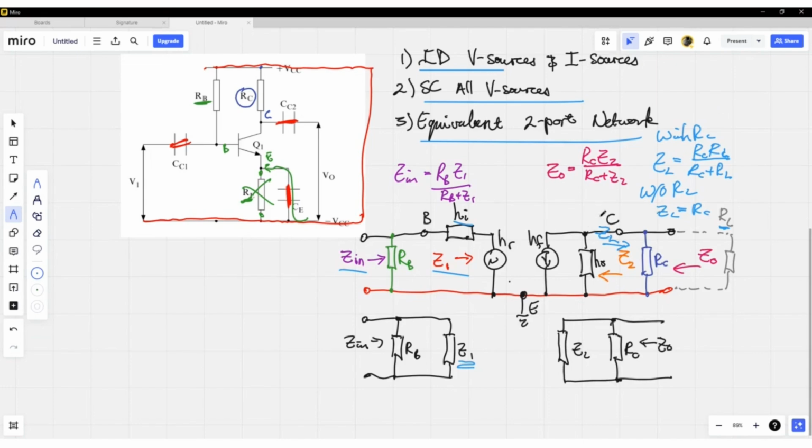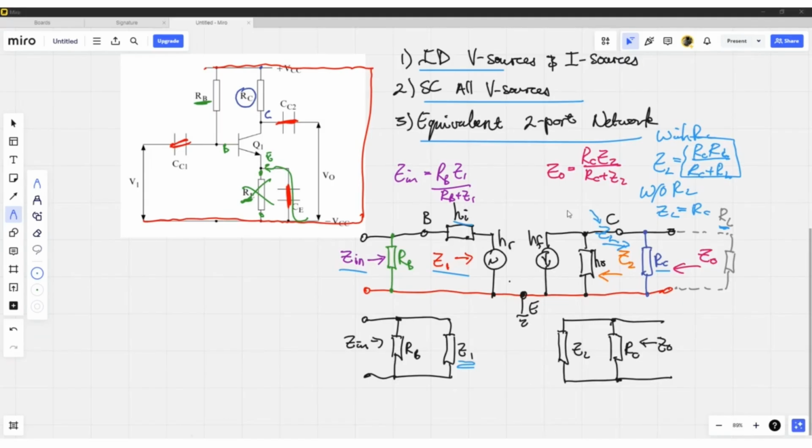Also what's important to keep in mind is the load impedance, ZL, that you will acquire looking at the impedance on the output terminals of your transistor, not your amplifier, looking towards the output. If you don't have a load resistance, your load impedance is just going to be your collector resistance. And if you do have a load resistance, that's then going to be the parallel combination of your load resistance and collector resistance.